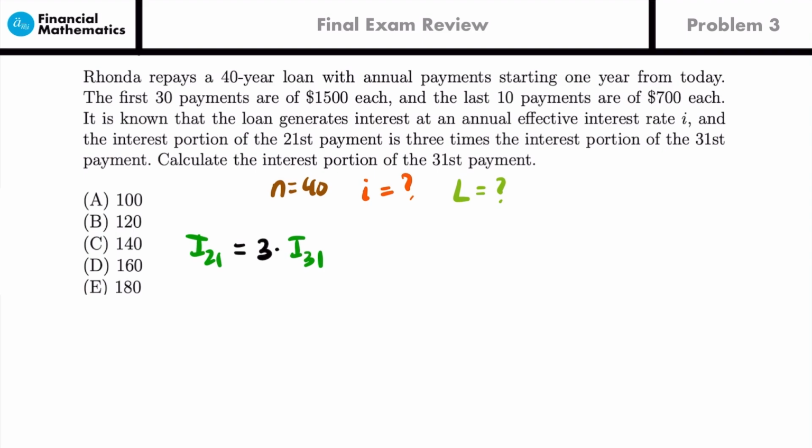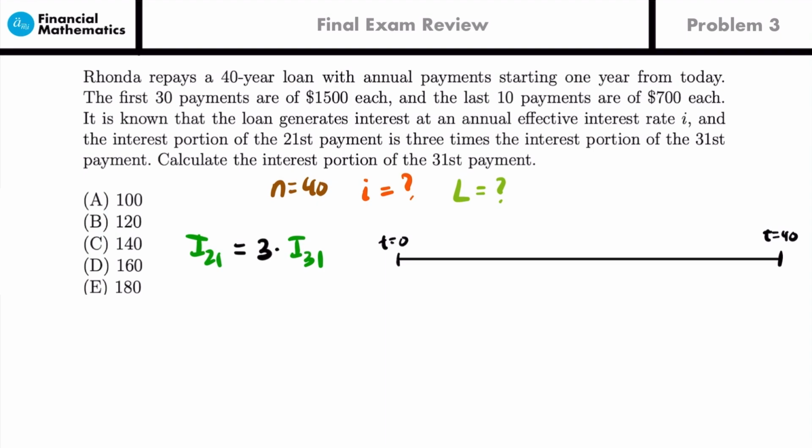So to get a better idea of what we're going to do in this problem to solve it, I'm going to draw a timeline. Typically, I don't really draw timelines for amortization problems when the payments are level, but since they're not level in this case, a timeline will be helpful. So we have a total of 40 periods. So this right here will be time equals 0. This will be time equals 40.